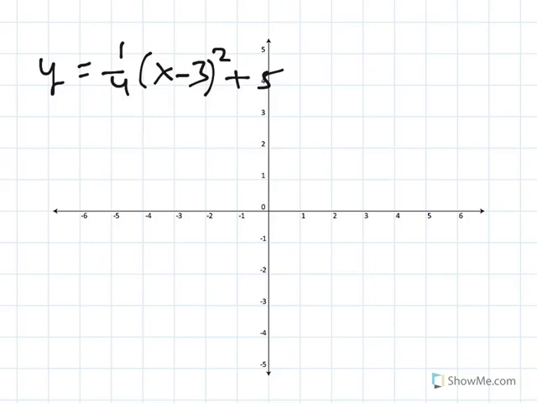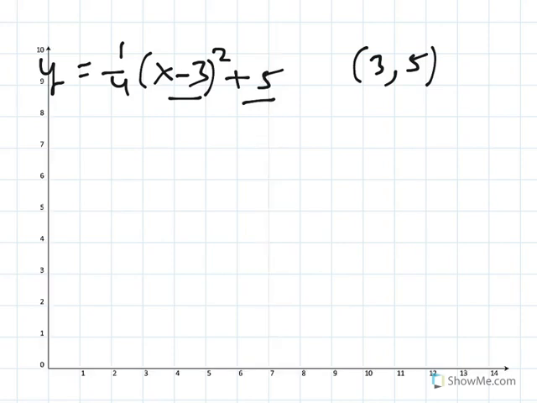Here's an equation for a parabola. It's in vertex form. The vertex is going to be the opposite of this -3, so it's going to be 3, comma, and then this number is the y-coordinate. So 3, 5 is the vertex. That's better. So 3, 5 is over here.